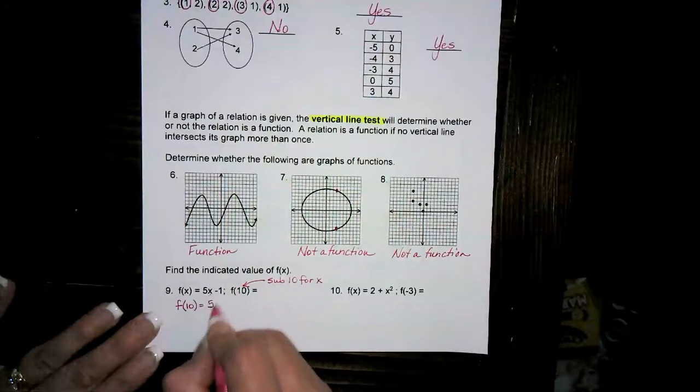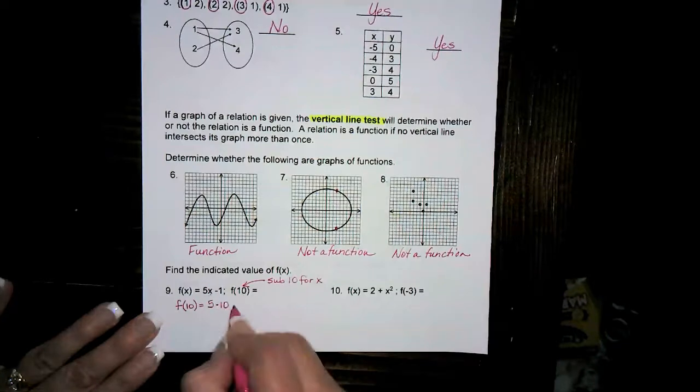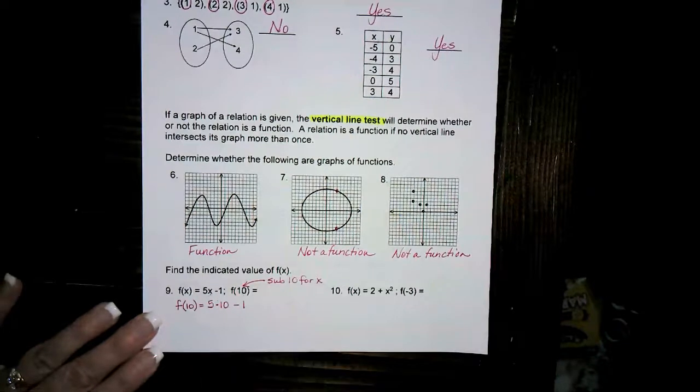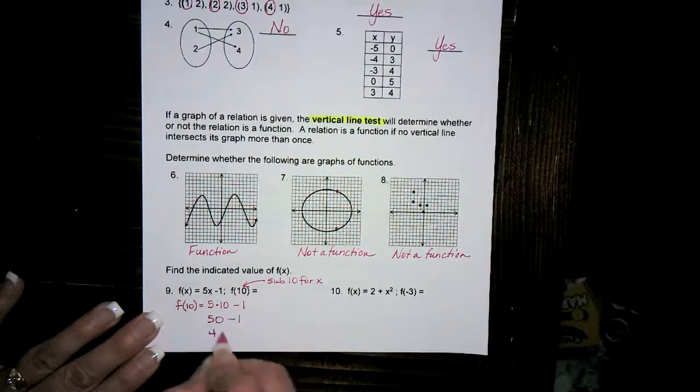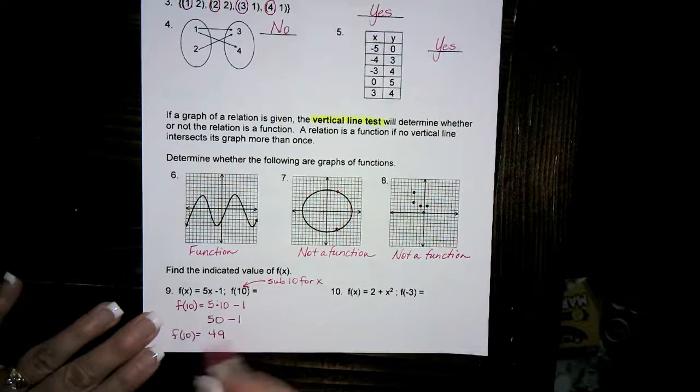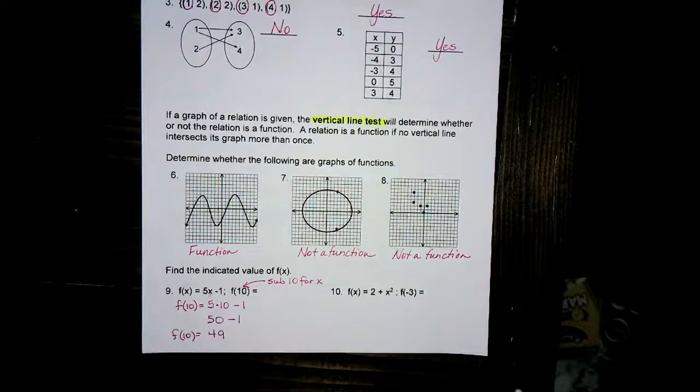5 times x now becomes 5 times 10 minus 1. Order of operations tells us to do 5 times 10 first. 5 times 10 is 50, minus 1 is 49. So f of 10 is 49.